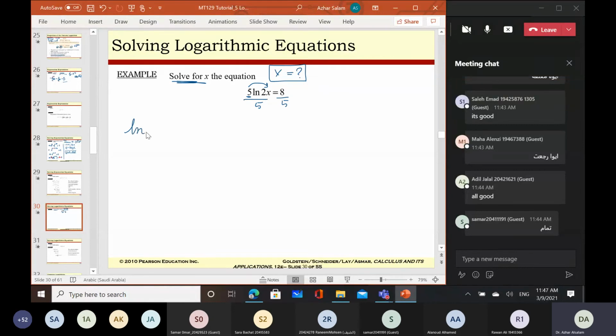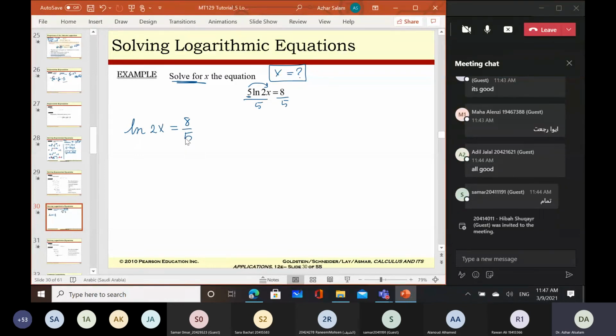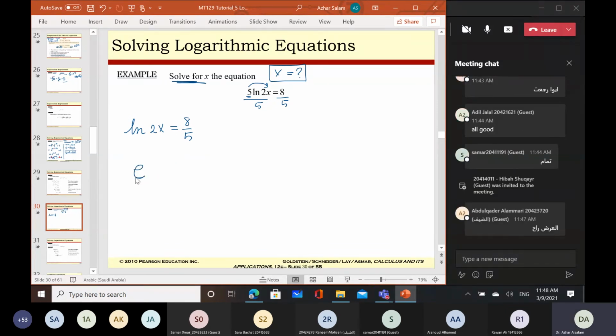So here I can say that ln 2x is equal to 8 divided by 5. It will be the same if I take ln 2x all to the power 5, or I divide both sides by 5. Now, to get rid of this ln, I want to omit this ln to find only x. I can't divide by a letter here. So what I should do is take the exponential function for both sides. I will take e to the power ln 2x equals e to the power 8 divided by 5.